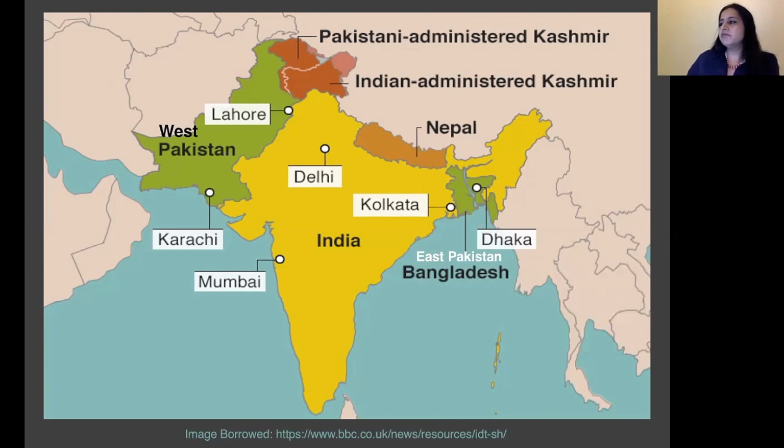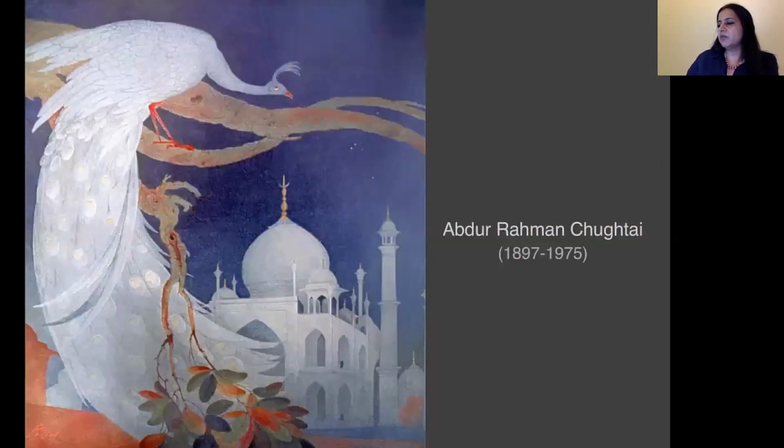Among the millions of migrants were several visual artists as well, who ended up settling in big cities, including Lahore and Karachi. However, the only renowned pre-partition established artist in Pakistan was Abdur Rahman, who was already settled in Lahore. His practice embodied the revival of Mughal miniature aesthetics in Bengal school style. And I'm showing you an example of his work, which you can see here.